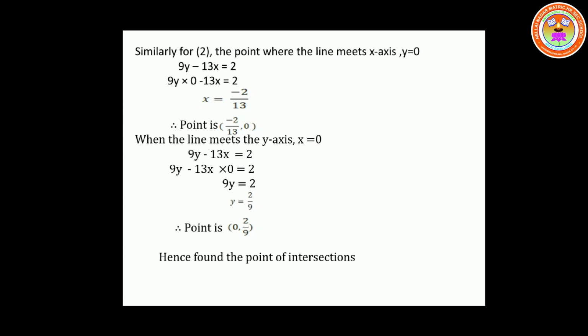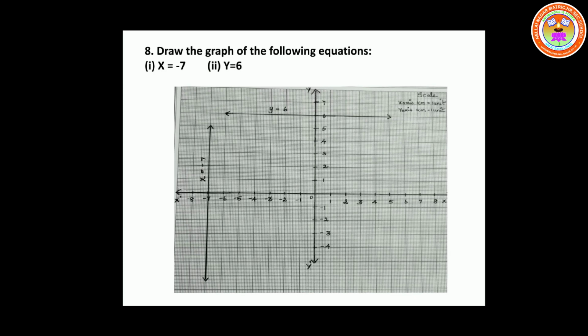Now when this line meets the y-axis, the x value will be 0. So in the place of x, I am going to put 0. So 9y minus 13x into 0 is equal to 2. 9y is equal to 2. Therefore y is equal to 2 by 9. Therefore the point is 0 comma 2 by 9. So thus I have found all 4 points of intersection, where the lines meet the axes. Hence I have found all the points of intersection. Thus completed the sum.